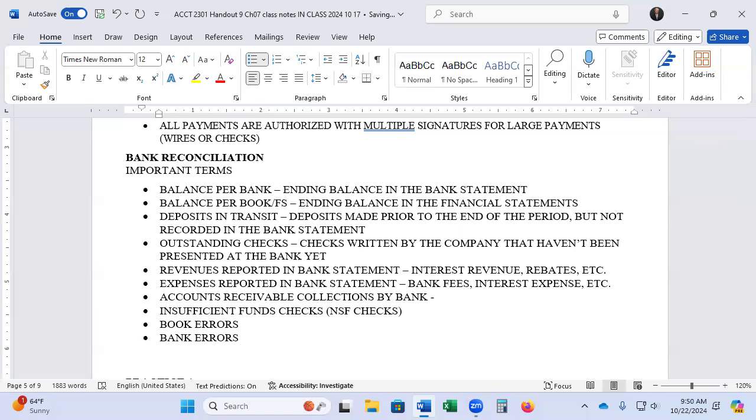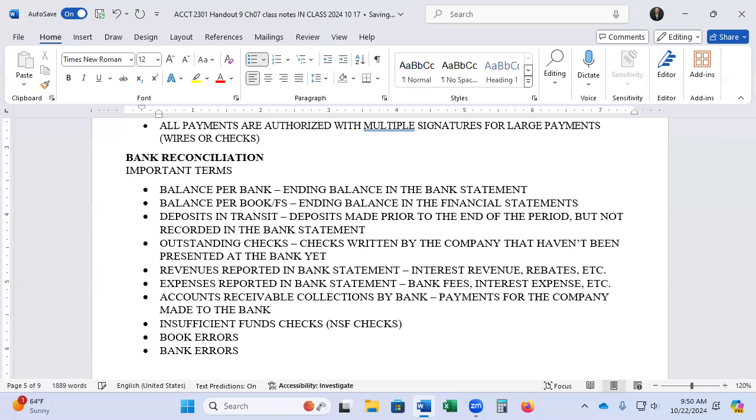Accounts receivable collections by the bank. Occasionally, companies will submit payments directly to the bank. Payments for the company presented to the bank. And this could also include electronic payments.